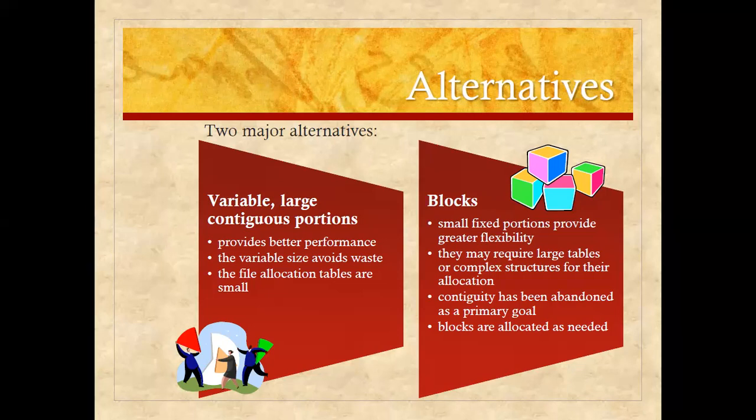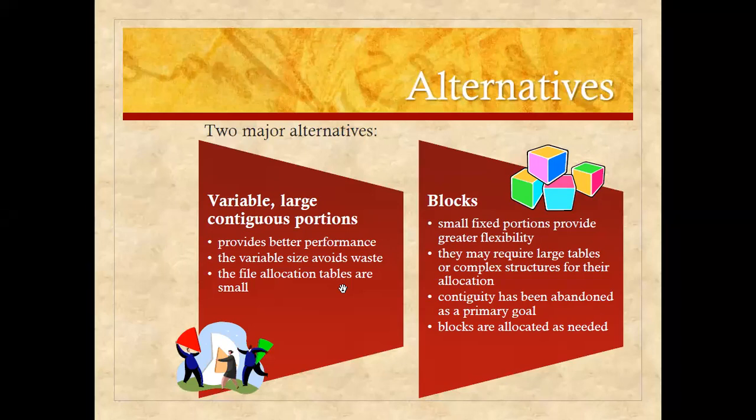Variable large contiguous portions. Variable large contiguous portions means it is variable and it is contiguous. I am giving you a large block of memory. You can assign any particular file there, and the remaining size we can use for the other files as well. It provides better performance. The variable size avoids wastage, and the file allocation tables are small in this case.